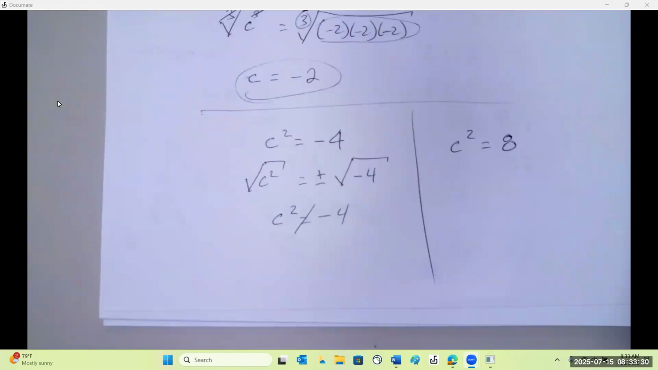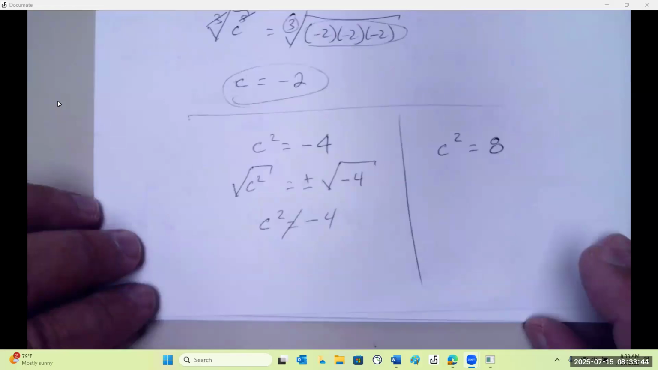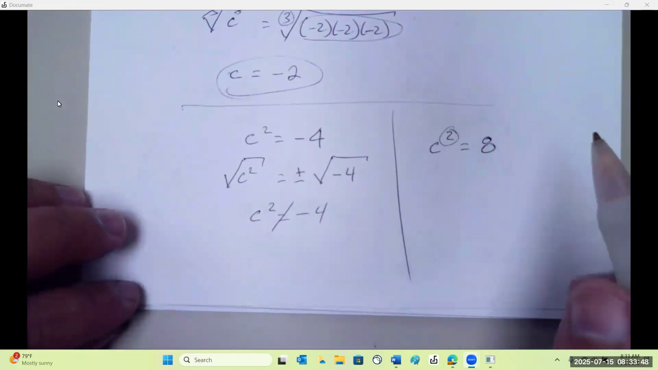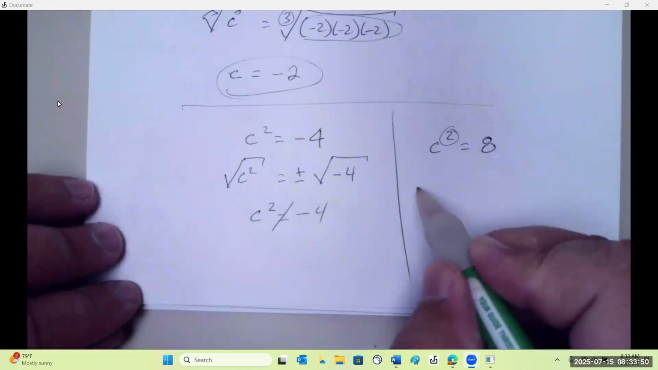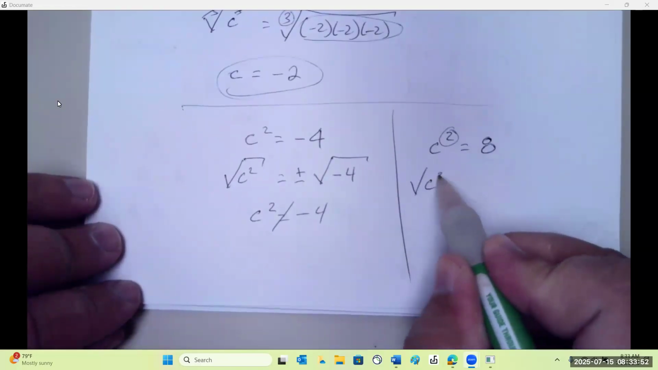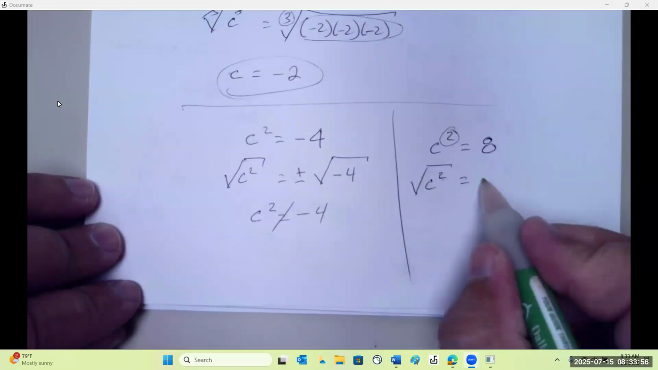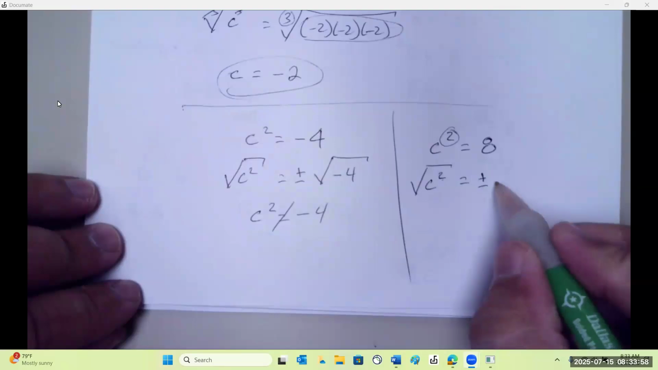You should be writing stuff down. Trying to work this out. Again, it's a square, so what do we have to do? Square root both sides. Because it's an even and I square root it, I have to put a plus or minus in front of it.